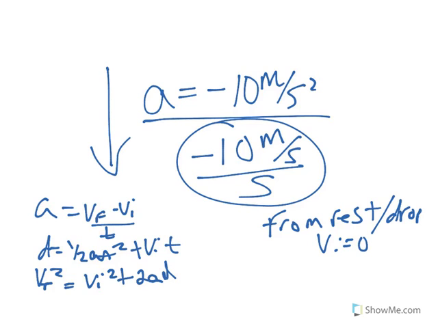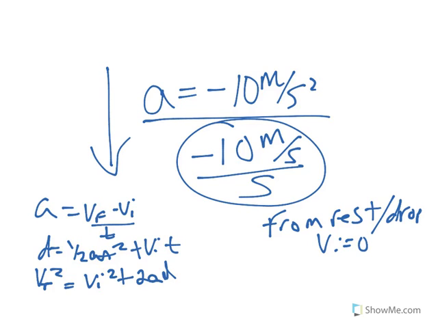If it's not from rest, so if you throw it down at an initial velocity of say 10 meters per second, that's all good. You just need to make sure that you fill in initial velocity as 10 meters per second. It could be 0 if it says it's from rest or if it's dropped. But if it doesn't say that and it says I throw it down at 10 meters per second, you need to make sure you plug it in.